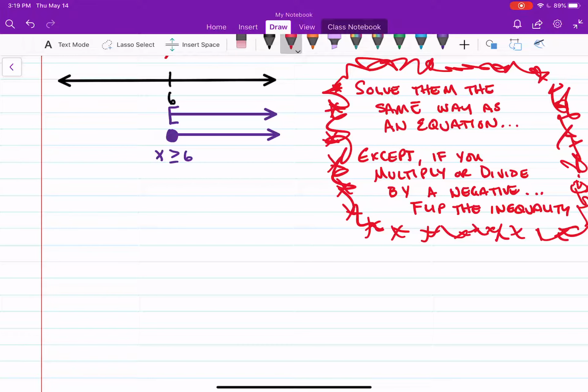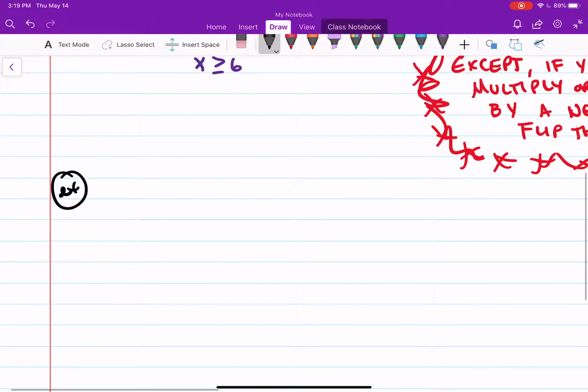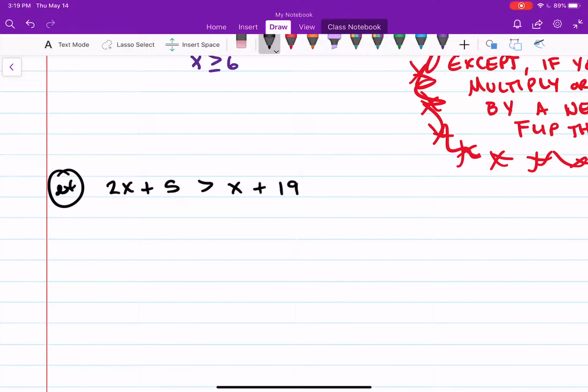Okay? So let's say, for example, ooh, I can't start with that. Wow, I can't start with that one either. Yeah, I'll start with that one. Okay, so here we go. Example. Let's say I have 2x plus 5 is greater than x plus 19. Okay? So I gotta get the x's on one side and the numbers on the other. Okay? So what do I want to do?